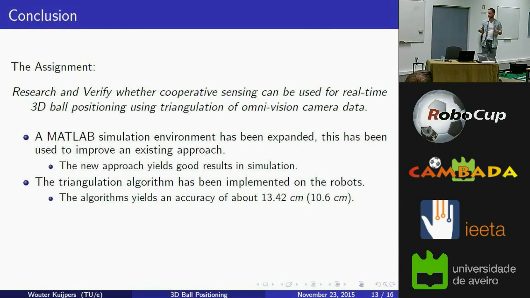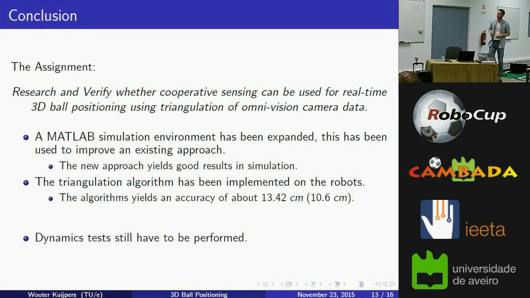The static test showed that there's a reasonable accuracy of 13.42 centimeters. If I exclude the one which was very off, the one which had an error of 36 centimeters, then I end up with a 10.6 error, because I don't trust the measurement which was in the middle. I need to do that one again.